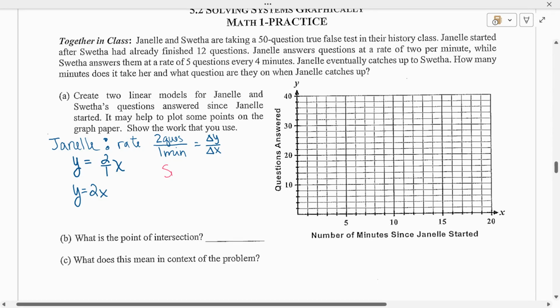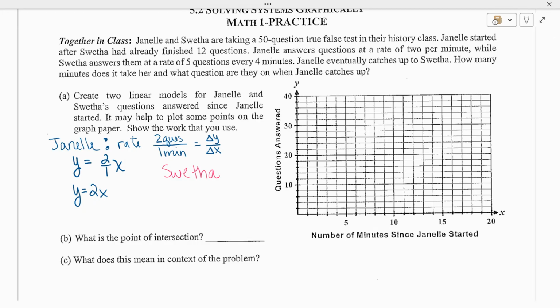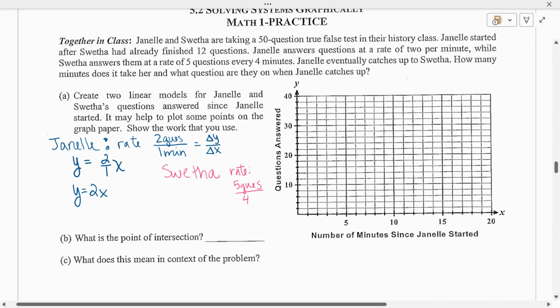Swetha's equation is a little bit harder. Hers is a little bit more challenging, okay? So she answers questions at a rate of 5 questions every 4 minutes. So her rate is 5 questions every 4 minutes. So what does that mean her slope is? So y equals 5 over 4x.